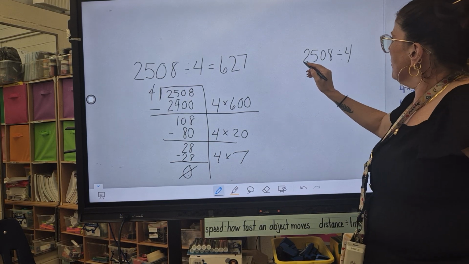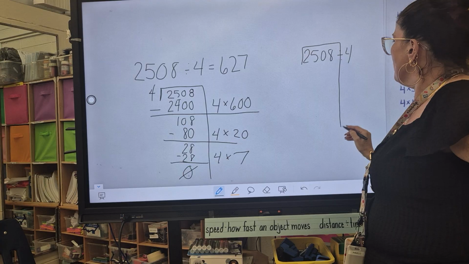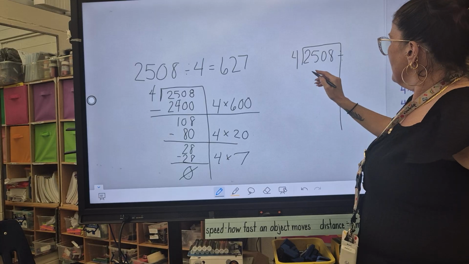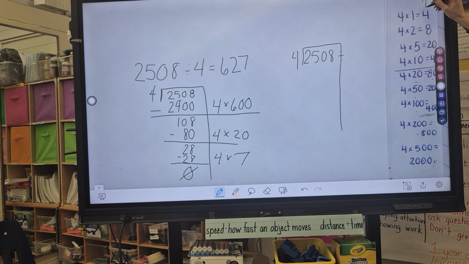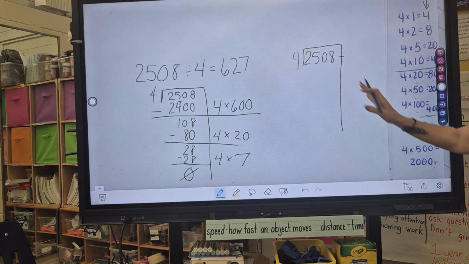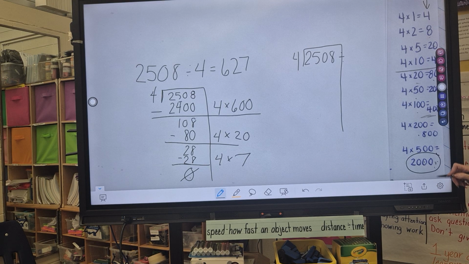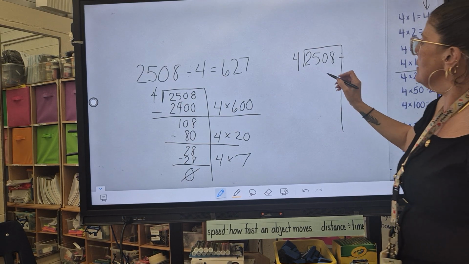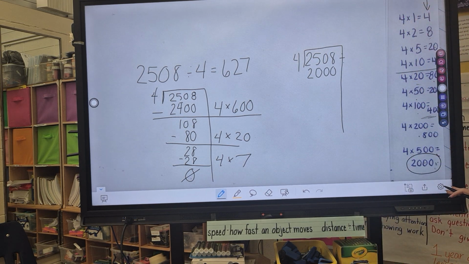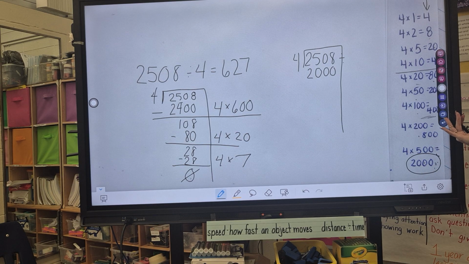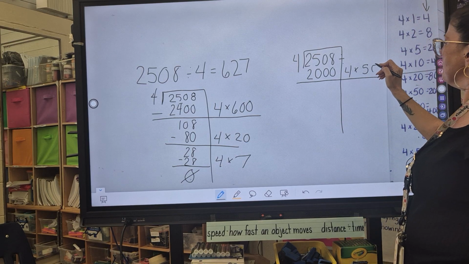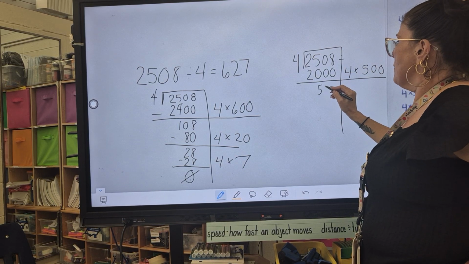So we're going to start here. It is inside the house. It's the same principle. The 4 goes over here. All right. Now, I'm going to start by pulling out the biggest multiple of 4 that I have that can come out of here. So I've got 2,508. I'm going to pull out 2,000 first. I want to do the biggest chunks so I have the least amount of work. And the good thing about this is your multiplication facts are already written here, so I don't even have to really think about it. What times 4 equals 2,000? Well, that's 500. So 4 times 500. Do my subtraction, that gives me 508.